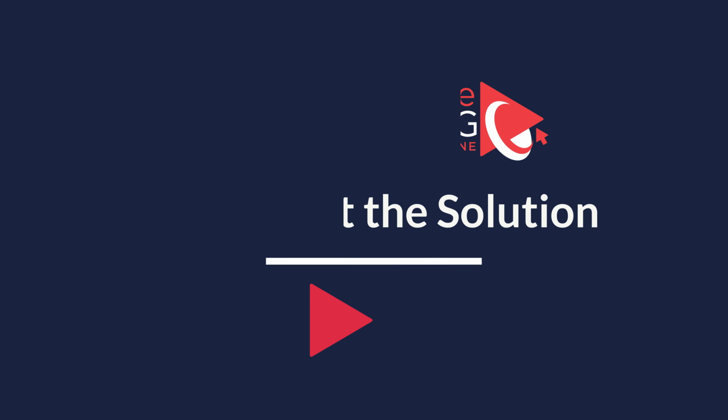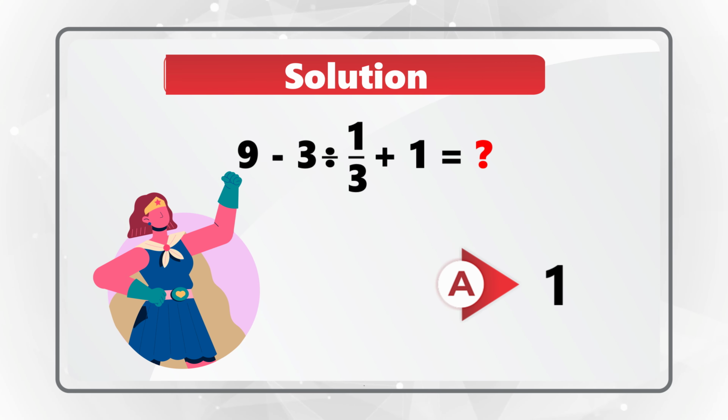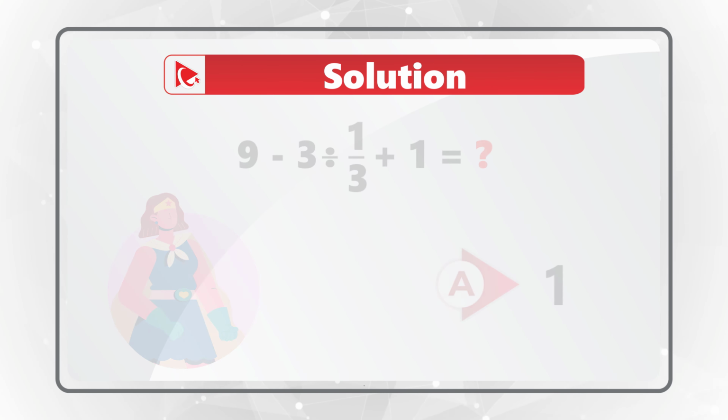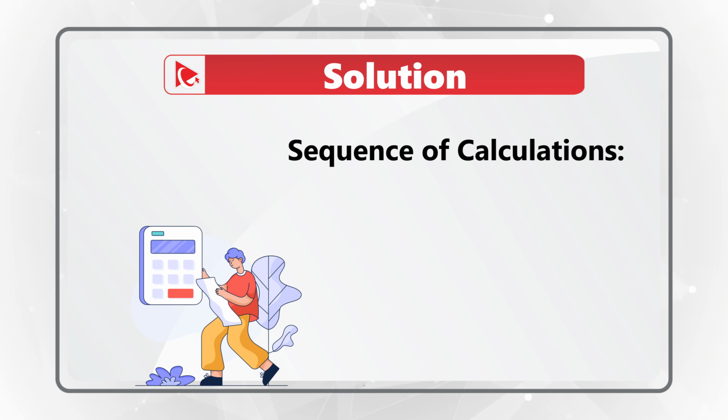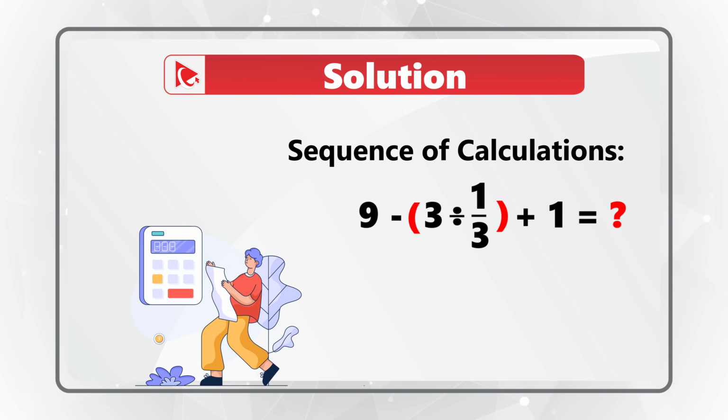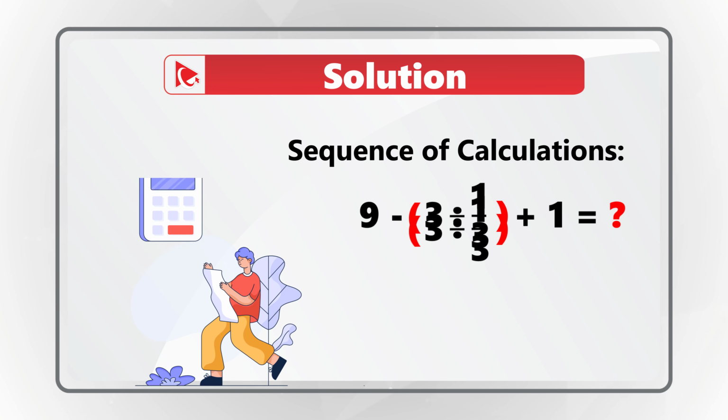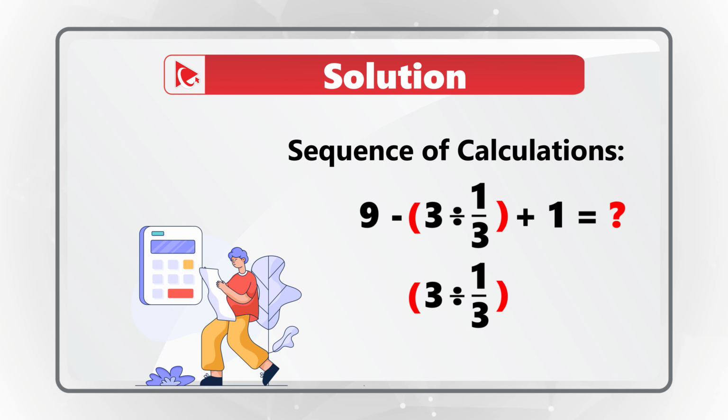As you might have guessed, the correct answer here is choice A, 1. But why? If you look at the expression closely, you will see that the first part that would need to be calculated is the division, dividing 3 by 1/3. To emphasize this, I put this expression into red parentheses. When you calculate 3 divided by 1/3, you will get to the result of 9.